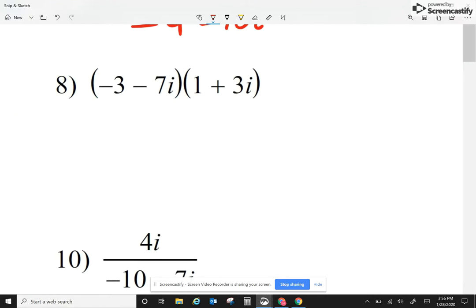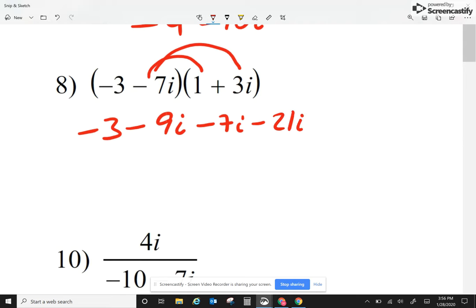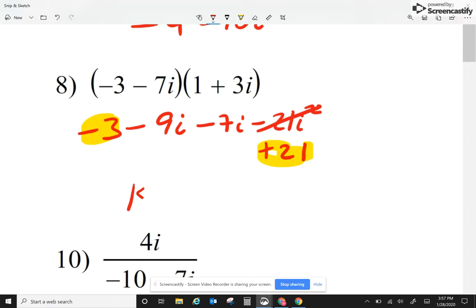Similar for number 8. Let me distribute the negative 3. So that gives me negative 3 minus 9i. Now let me distribute the negative 7i. That gives me negative 7i minus 21i squared. Negative 21i squared becomes plus 21. When I combine my real part, negative 3 plus 21, that's 18. When I combine the imaginary part, I get negative 16.